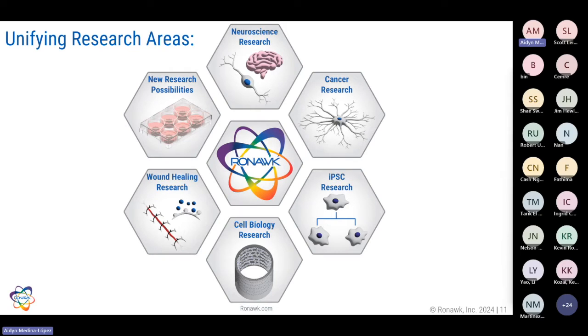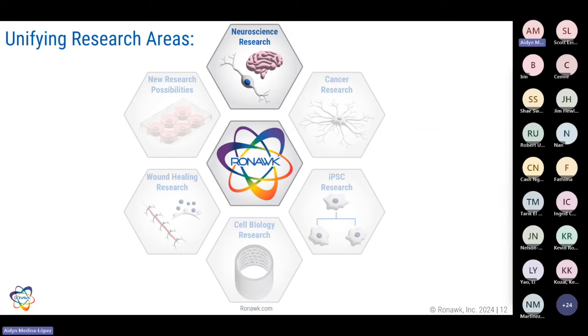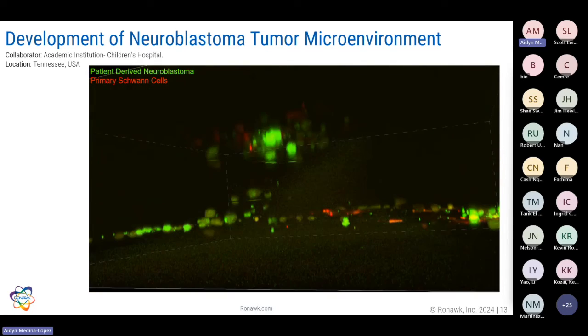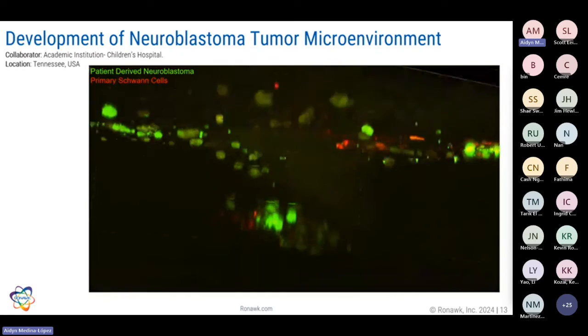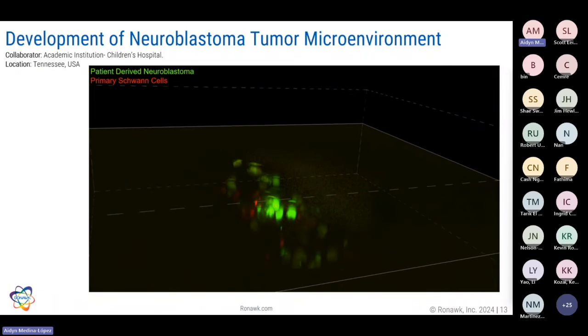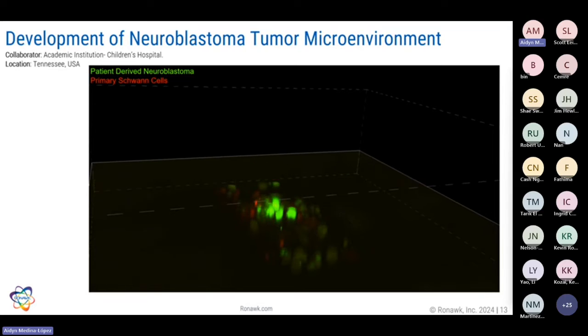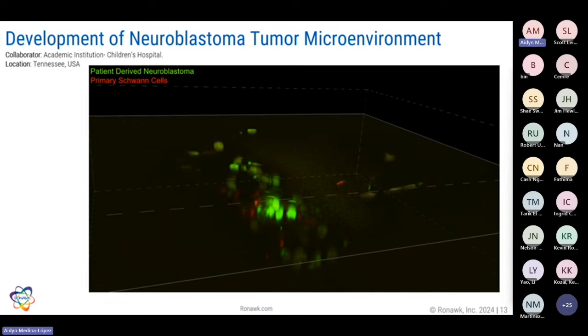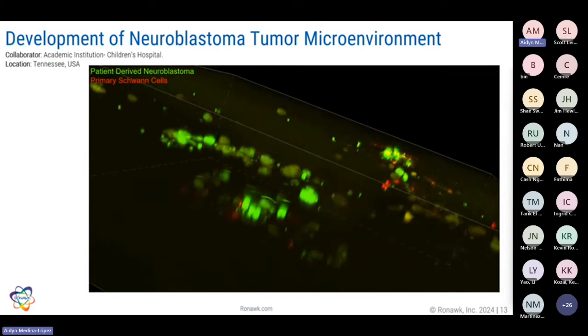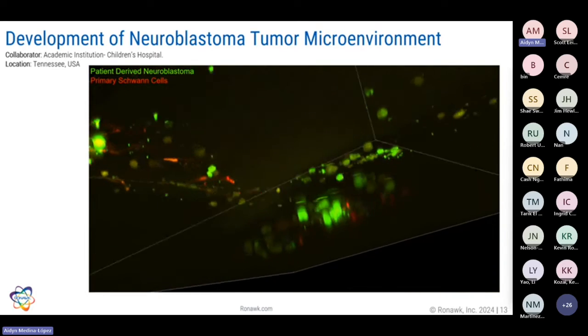Going back to unifying research areas, today my goal is to discuss how Ronawk has been impacting several research areas, specifically the ones mentioned here, and we're going to start with neuroscience research. So far, if you have been looking at our social media and all the things that we have been doing during the past couple of months and the beginning of the year, we have been working with several collaborators from different research areas, and specifically this here, where we were helping to develop a neuroblastoma tumor microenvironment.